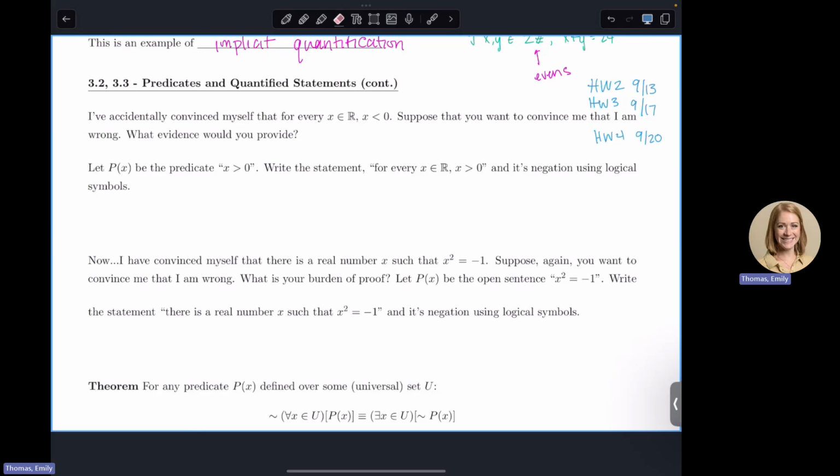So let's suppose that I've accidentally convinced myself that for every x in R, x is less than 0. And you want to convince me that I'm wrong. How would you tell me that I'm wrong? Politely is how you would do it. What evidence would you provide? Yeah, you would say, well, Dr. Chalmers, consider x equals 1. Notice that 1 is not less than 0, so you're wrong.